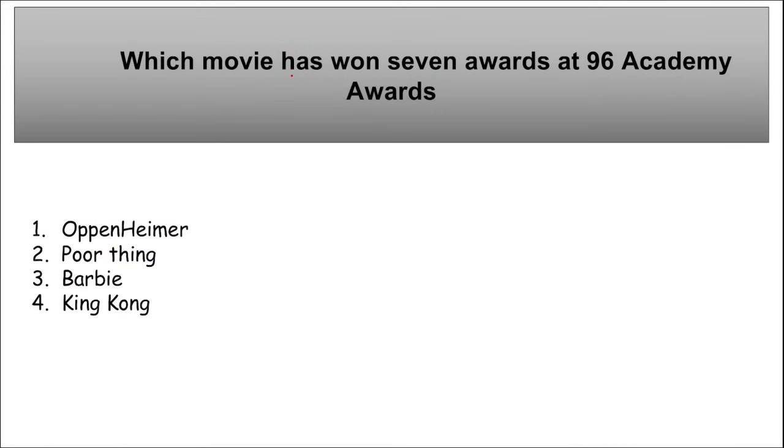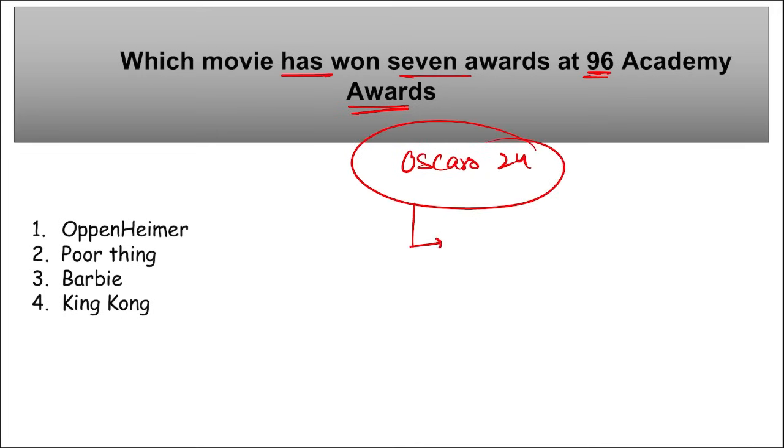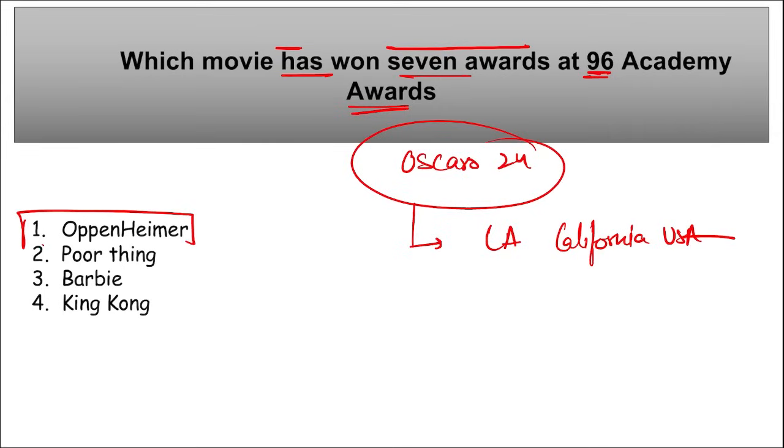Next, which movie has won 7 awards at the 96th Academy Awards? So during the 96th Academy Awards, that were the Oscars 2024, where were they held? They were held in LA, Los Angeles, California, USA. And these Oscars, question asked here is which is that movie that has won 7 awards here? So it is the movie Oppenheimer, correct? It won 7 awards.